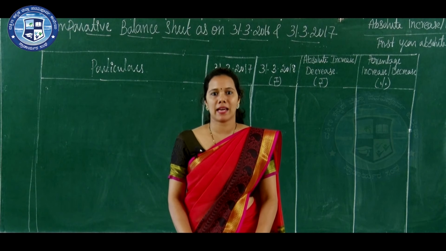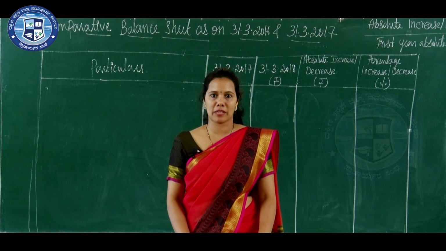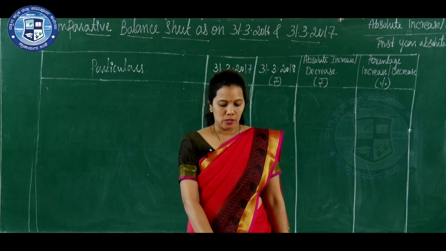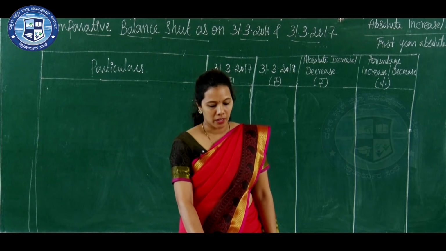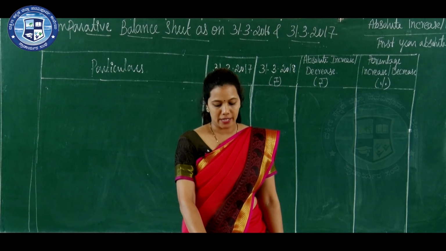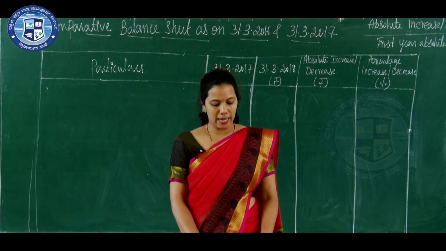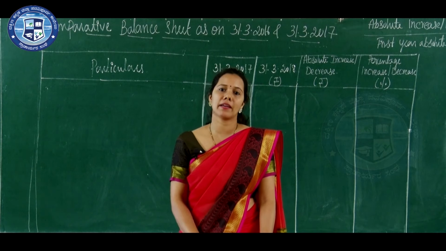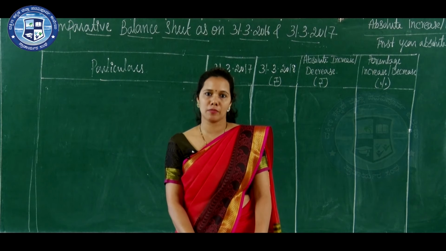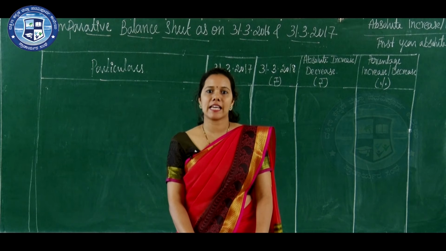Now we will prepare a balance sheet and a comparative statement. Please check your description box for the question. First we will read and discuss. The following are the balance sheets of J Limited as at March 31st, 2016 and 2017. Prepare a comparative balance sheet. As you know, a balance sheet represents the financial position of a business, which contains assets and liabilities.